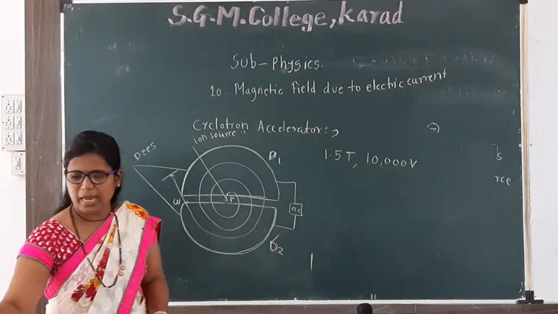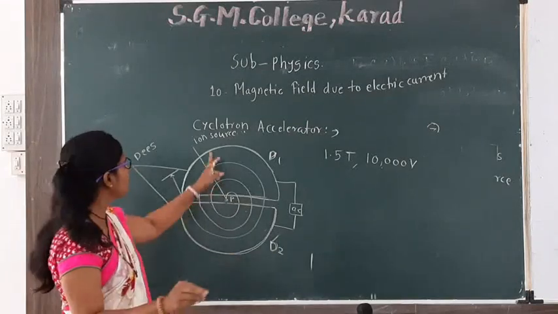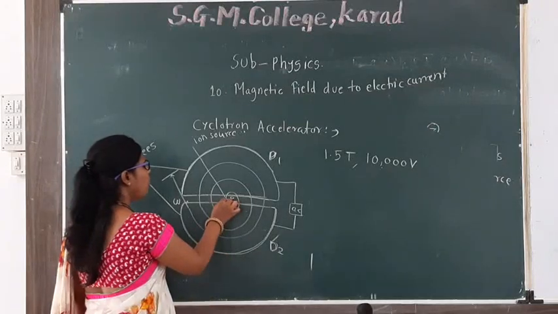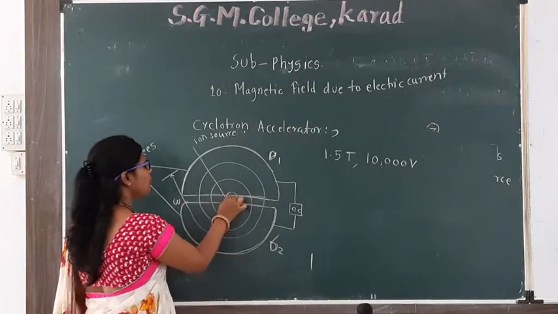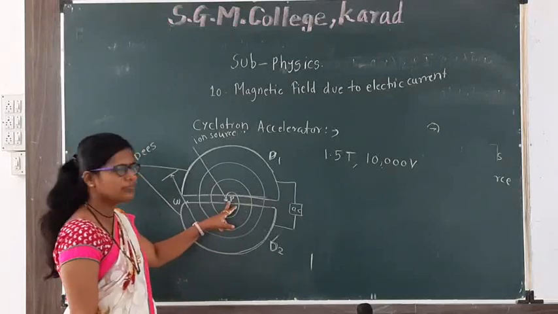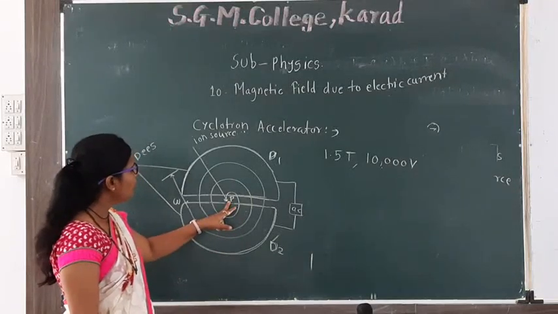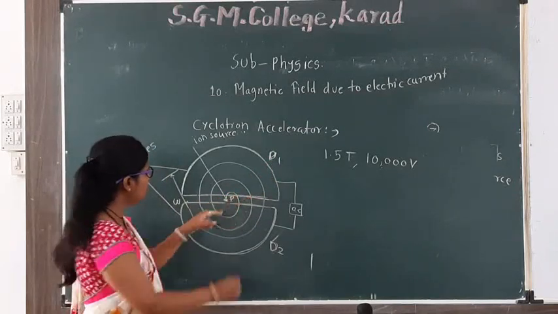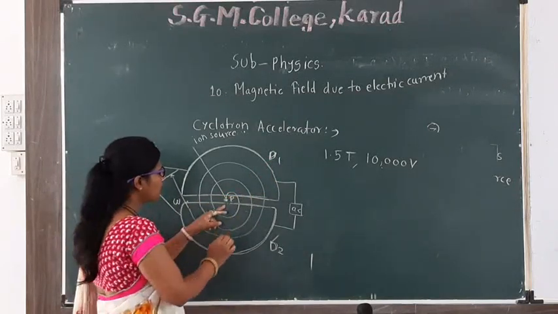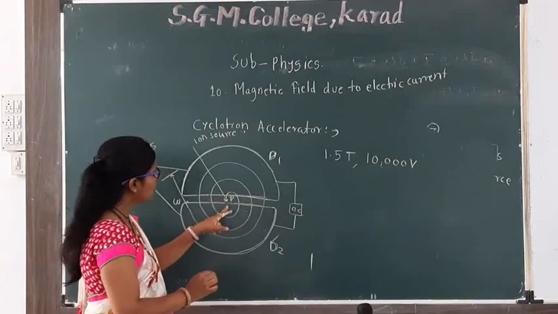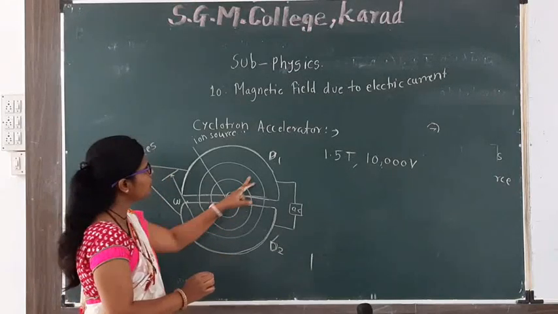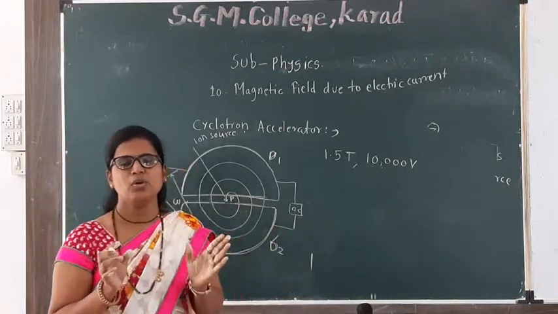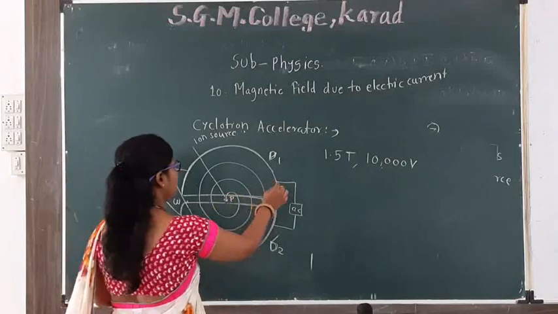Now, what is the actual working of the cyclotron accelerator? The positive ion is placed between the two gaps, between the two Ds, and is accelerated due to the negative voltage applied to one of the discs.